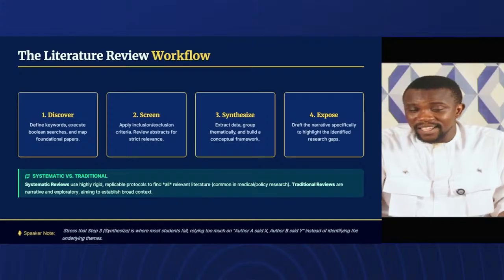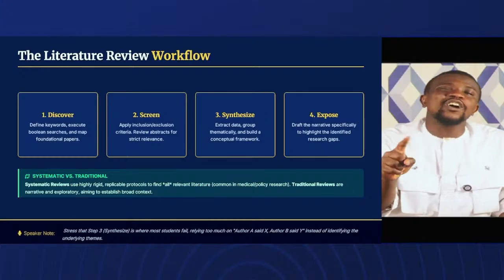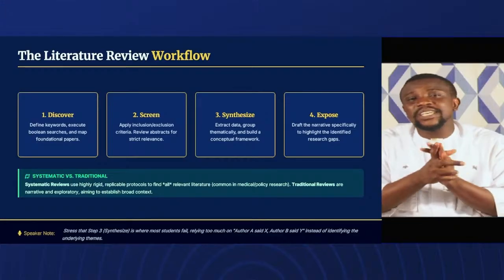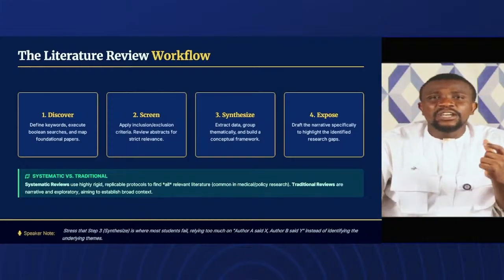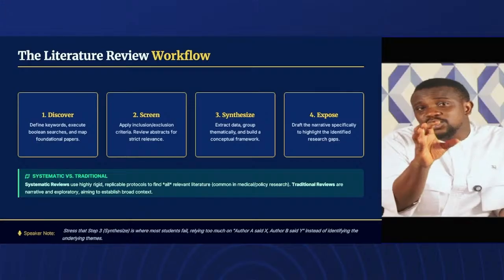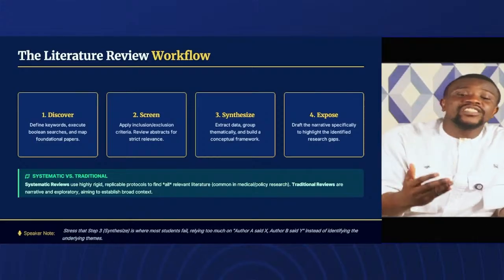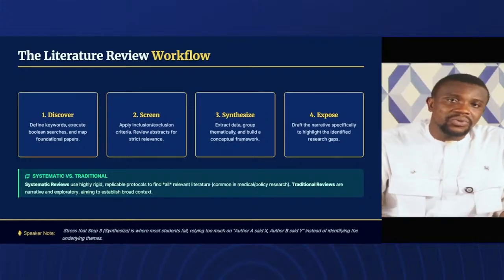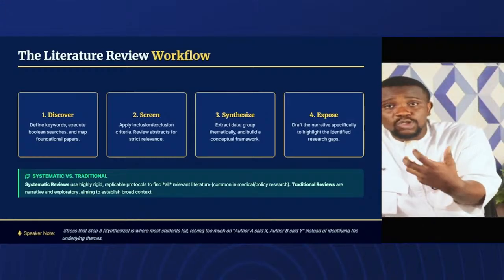And guys, I'm going to be teaching briefly on what I call the literature review workflow. Pay attention here. I'm going to be telling you the four key components that have helped me in my research. The first one is discover. What does that mean? It means that you have to identify keywords, do Boolean search, and map foundation papers. What are the foundation papers that are critical for your research? These are things you will be able to discover.